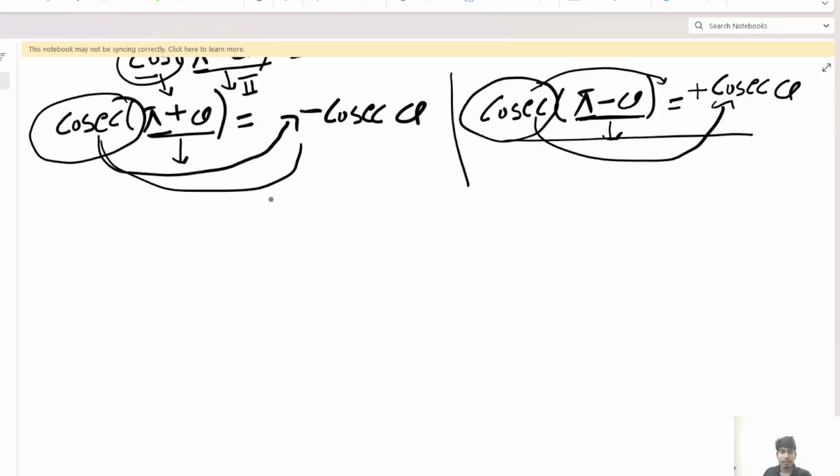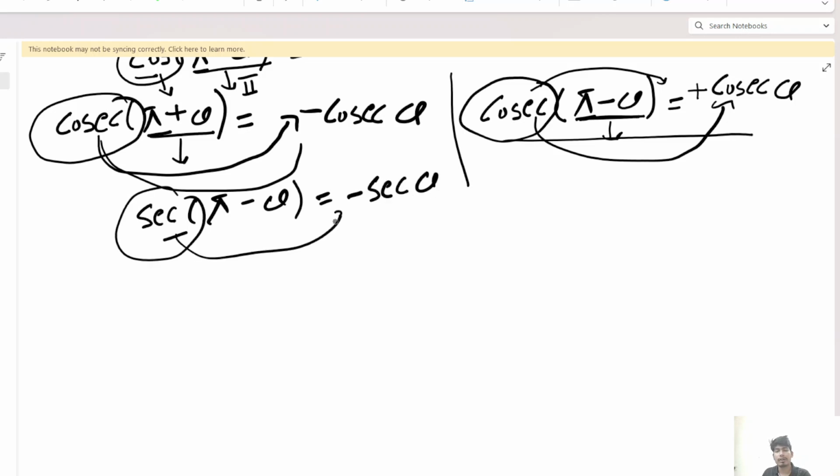Now the same here for sec of pi minus theta, which is minus sec theta, because sec is negative in the second quadrant. This is our second quadrant. Then let's do an example.